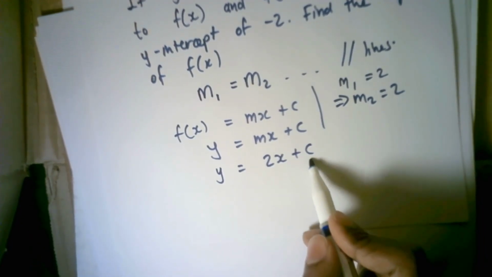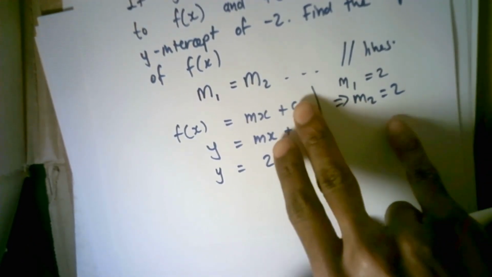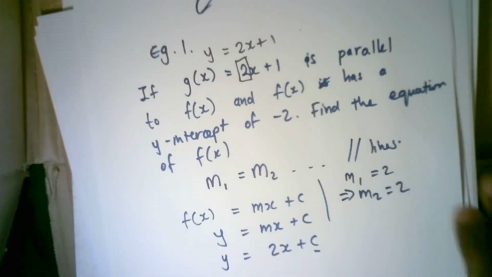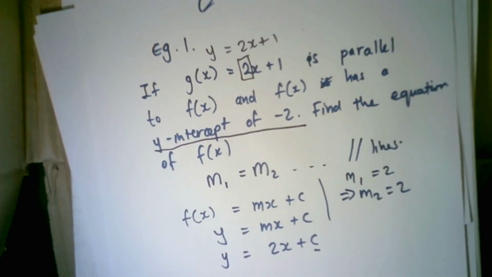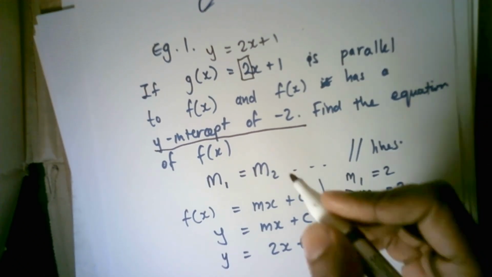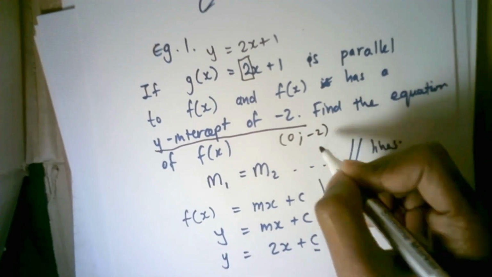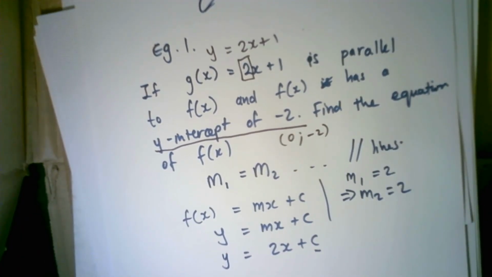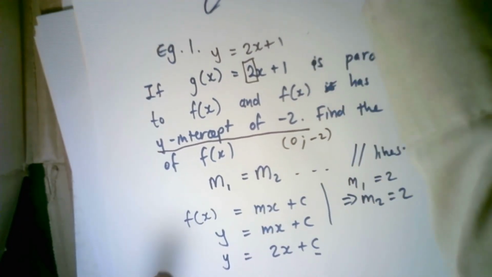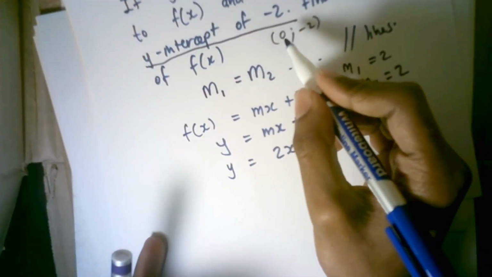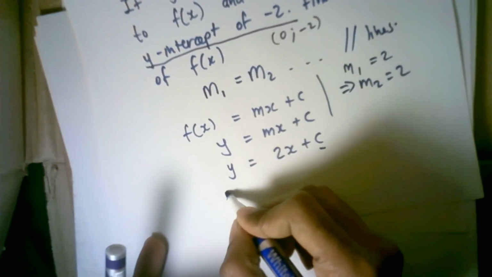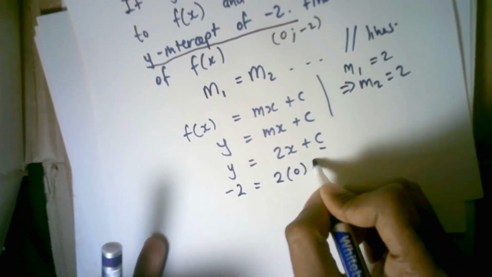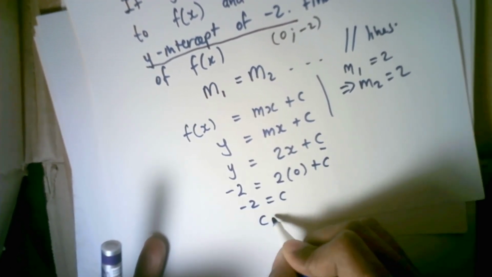Now we need to find the value of c. So we need one coordinate. By looking at this question, we can't really see a coordinate in here, but actually it's given. It says that f of x has a y-intercept of -2. So when we talk about the y-intercept, it implies that x is equal to 0. So it's (0, -2). So that's one coordinate. So I'm going to substitute. Remember, a coordinate is always in the form (x, y). I'm going to substitute 0 in the place of x, and I'm going to substitute -2 in the place of y. So it's -2 is equal to 2 times 0 plus c. -2 is equal to c. c is equal to -2.